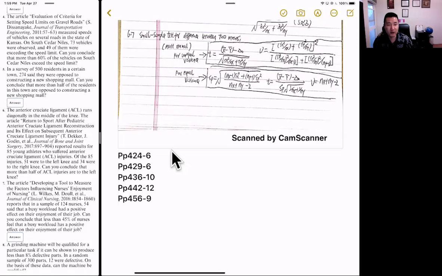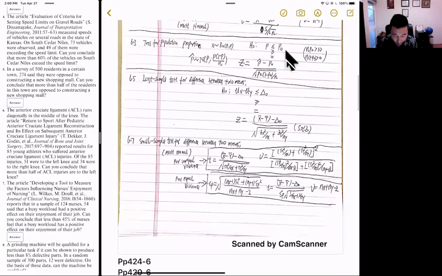By the way, for the final exam, it will be cumulative, which means it will cover chapter 1 to chapter 7. So, practice session for chapter 6. Chapter 6 is all about hypothesis tests.